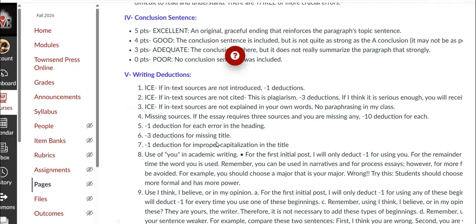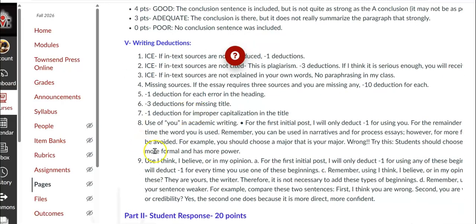Okay, and then writing deductions are here. Don't use I think, I believe. You are the author of this. Therefore, you don't need to say I think or I believe. Everything that you write is what you think or believe. For instance, if I say I think the author is correct, you don't need I think. Just say the author is correct, or it is evident that the author is correct, because everything again that you write is what you think or what you believe, and the words coming through will give us the message or the point you're trying to come across.